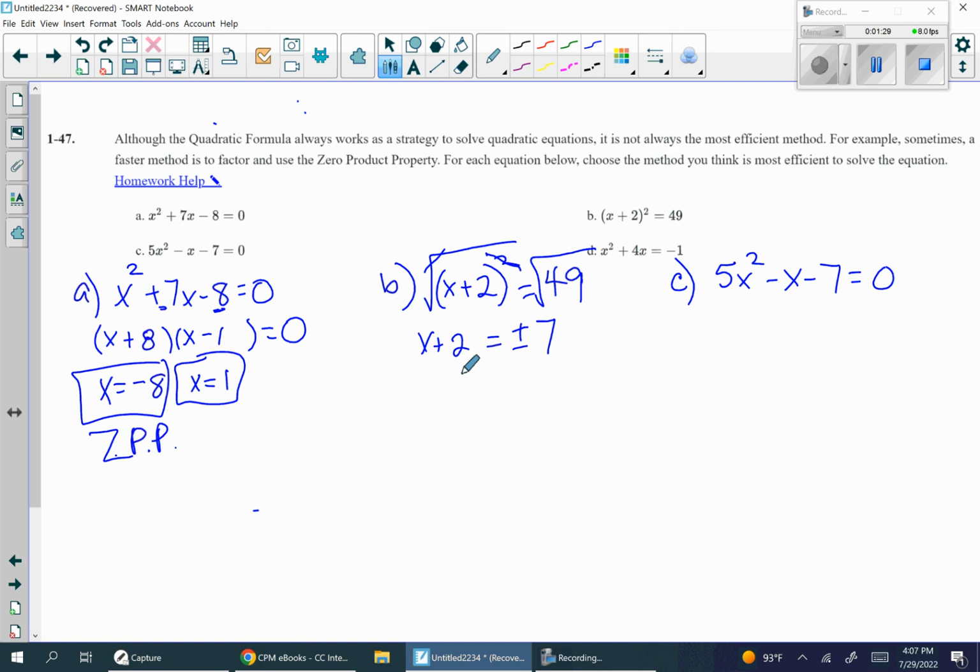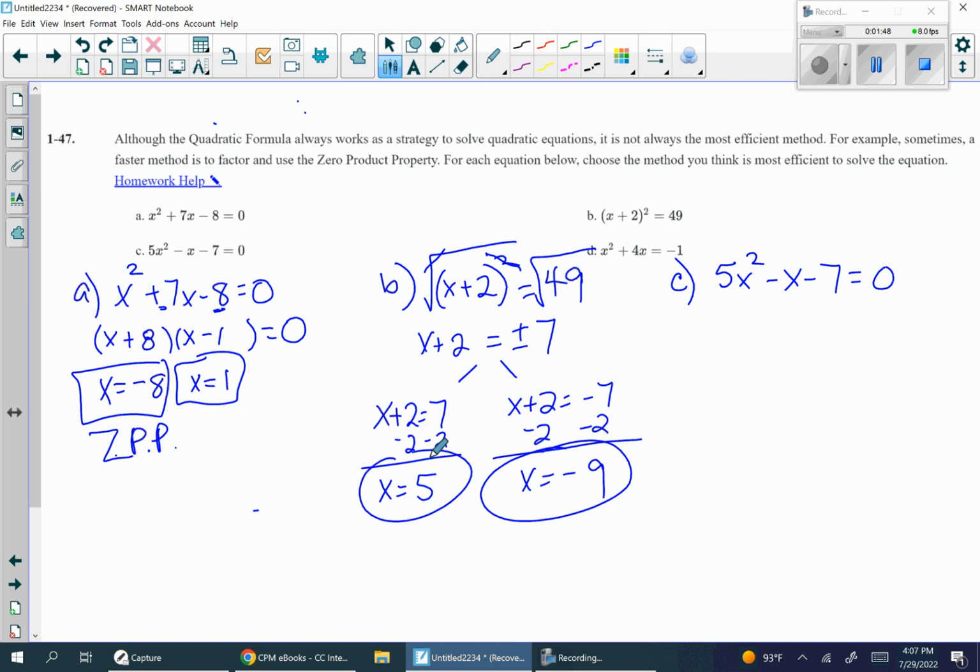So then we can actually make it into two equations. So x plus 2 equals 7, or x plus 2 equals -7. Subtract 2 from both sides and you get x equals 5, or subtracting 2 over here and you get x equals -9. Two solutions. So simply using that square root method was quite simple here.